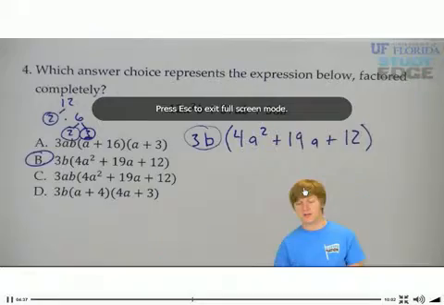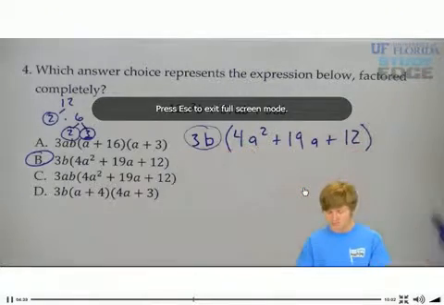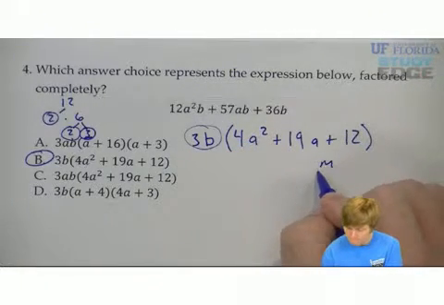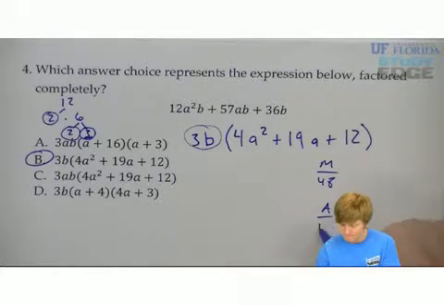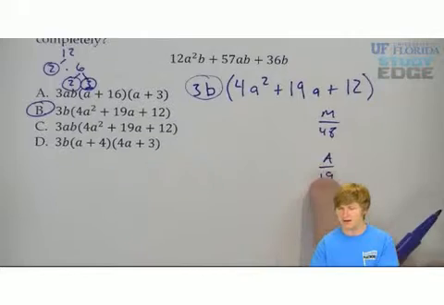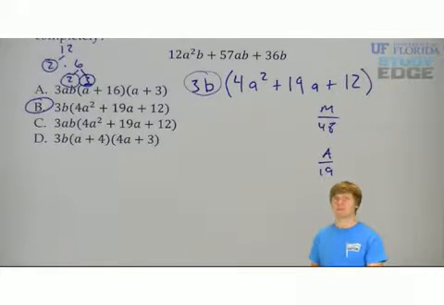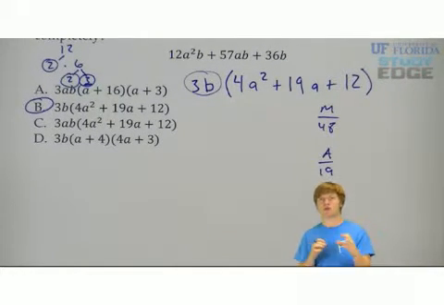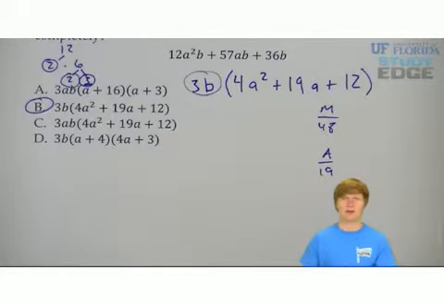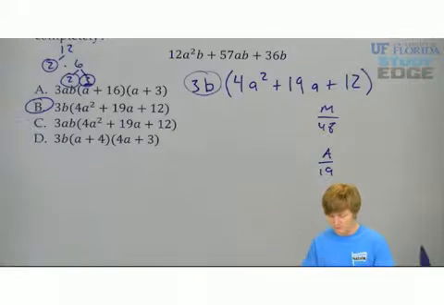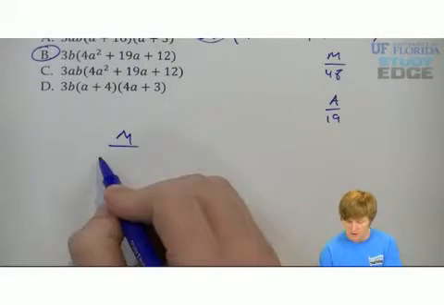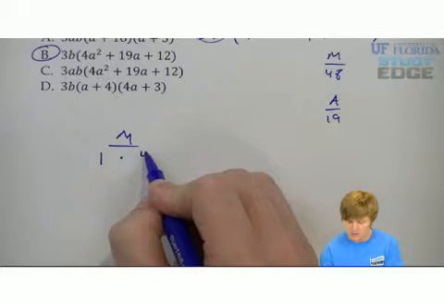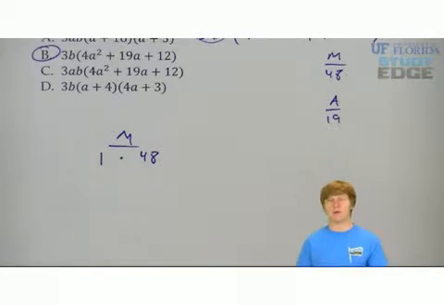We would have to come up with two numbers that multiply to be 48 and add to be 19. Okay, is there a combination, two different numbers, that multiply to be 48 and add to be 19? Let's just write out the combinations of how we can multiply to get 48.